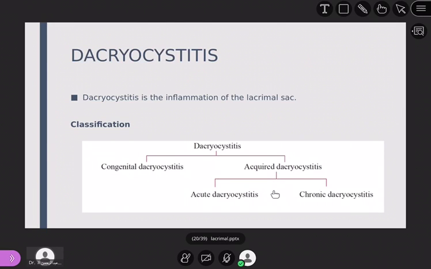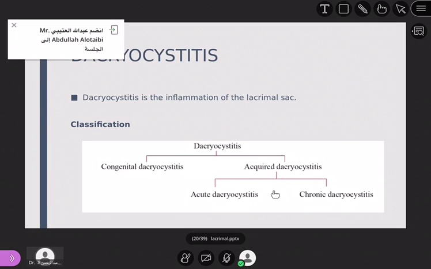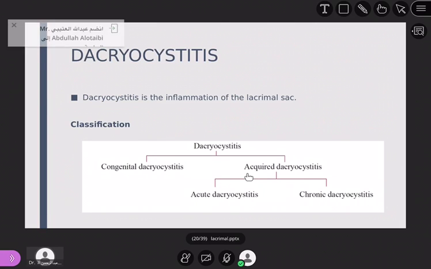This is very important. Dacryocystitis now. Dacryocystitis is the inflammation of the lacrimal sac. We just finished with the lacrimal gland. Now we'll talk about the lacrimal sac. We can have congenital dacryocystitis and we can have acquired dacryocystitis, which may be acute or chronic.